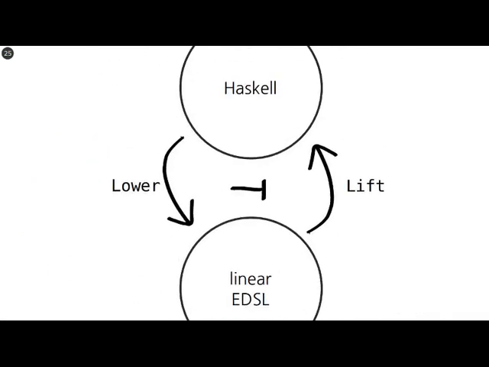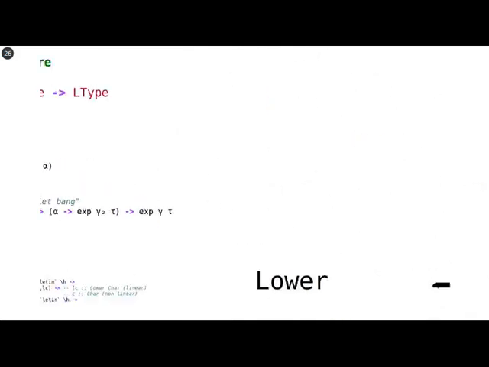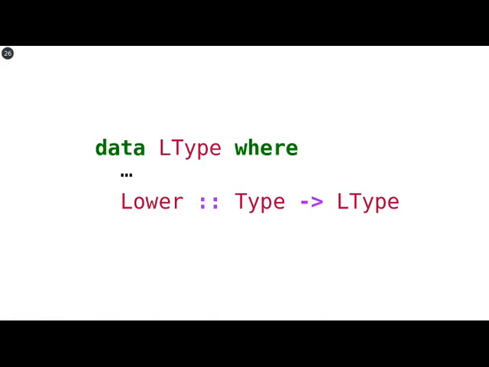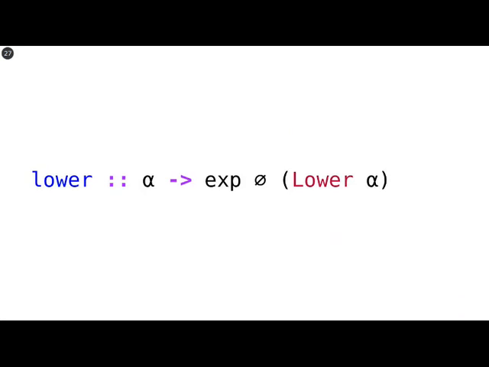Okay. So this lower type lets you put Haskell data into the linear world. We're going to extend our syntax of linear types to include lower, which takes as an argument a Haskell type. So type is the same as star. And like I said, we can take any data of type alpha and treat it as a linear expression of type lower alpha. Okay? And that linear expression doesn't use any linear variables.